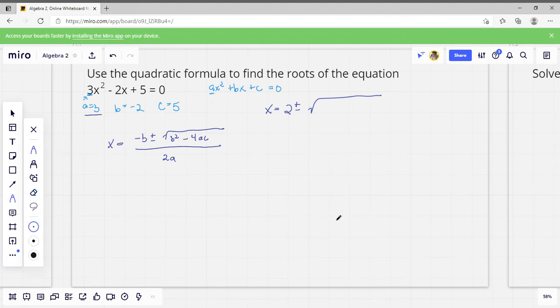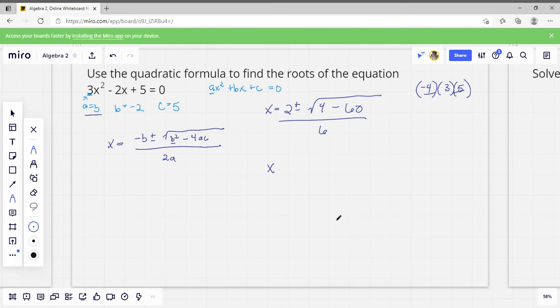So my b squared right here is going to be positive 4 minus 4 times a, which is 3, times c, which is 5. So negative 4 times 3 times 5: 5 times 4 is 20, 20 times 3 would be 60. That's going to be negative 60. So I'll replace that with negative 60, and all that is over 2a, and a is 3, so it'll be 6.